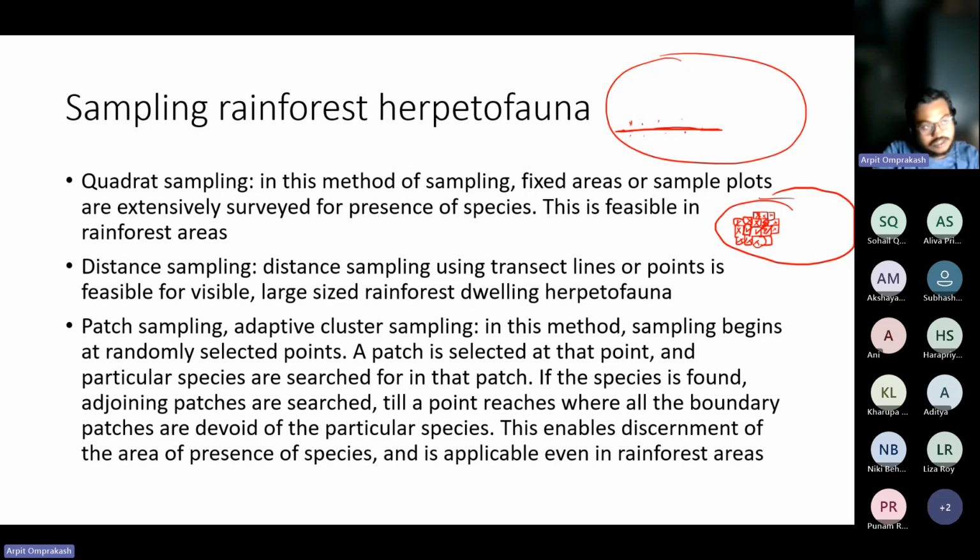So basically now this region where you found all the animals is basically the spread, and you're having individuals here. This is known as patch sampling. You choose a patch, you look for a species. If you find it, you look for adjoining patches if the same species is present. And you do this till you encounter a patch where there are no species in the adjoining area. Right.